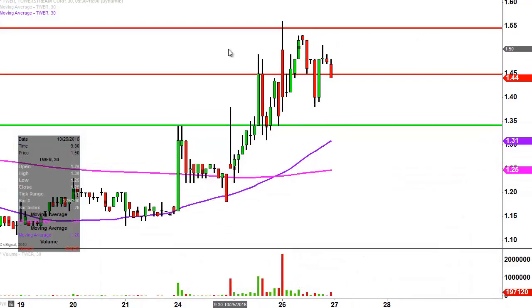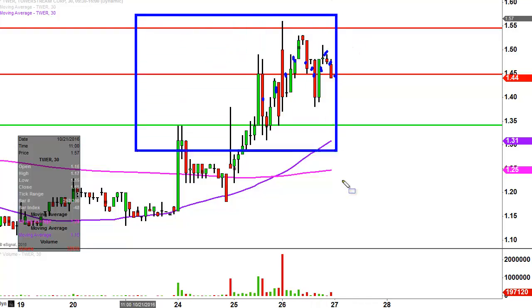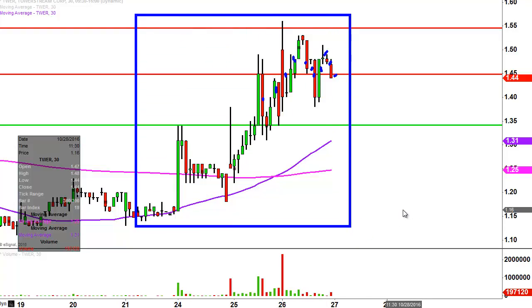Real quick, what do I mean by 30-minute in case maybe you're new to charts? Instead of each one of these candlesticks, as they're called, representing 1 day's worth of price action, which is what you would normally see, each one represents 30 minutes. So while this may look like a few weeks worth of time right here, it's actually just the past few days broken down into 30-minute time slices.